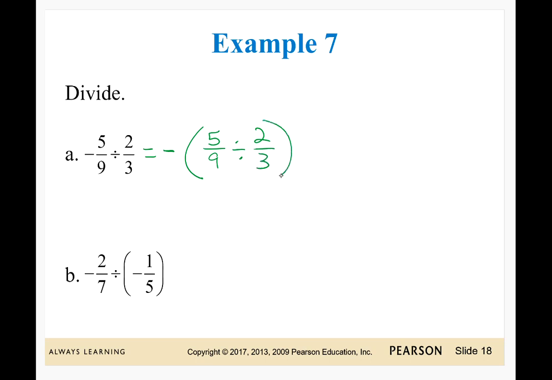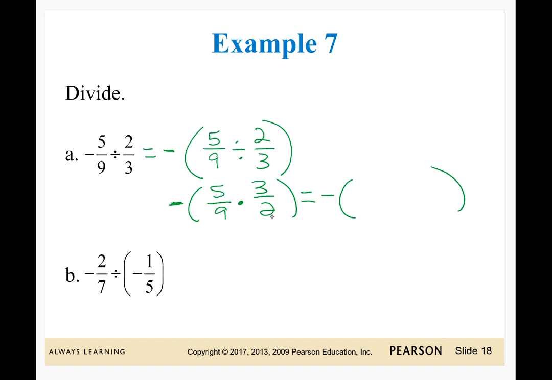Now, back in section 1.3, we talked about this. How do we divide fractions? We are going to keep, change to multiplication, and flip it. We're going to multiply by the reciprocal. And then we will use our rules that we talked about back in section 1.